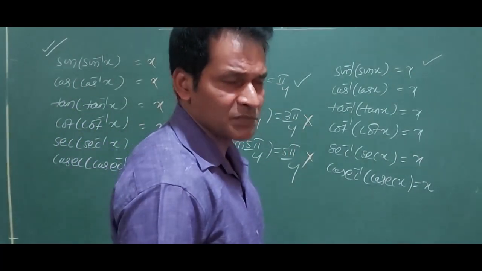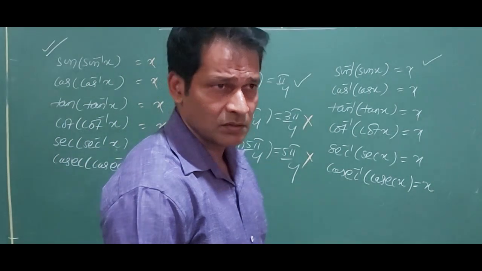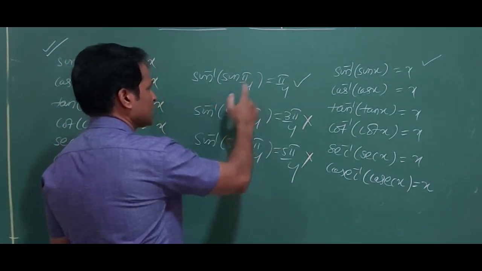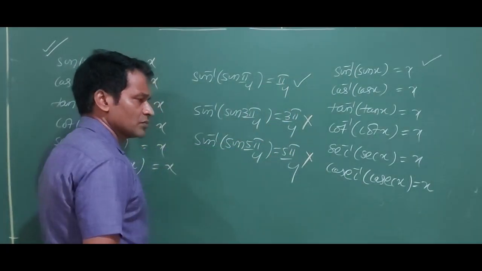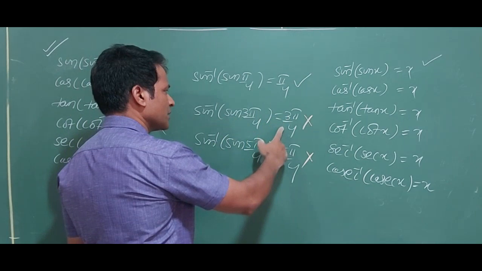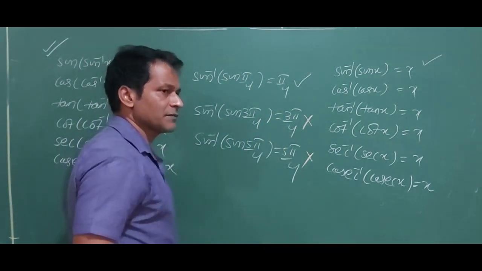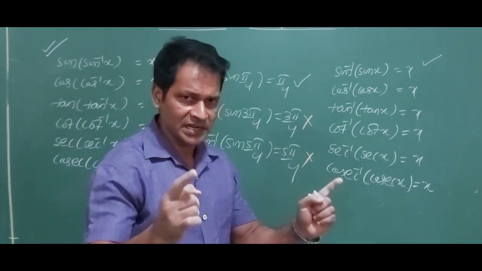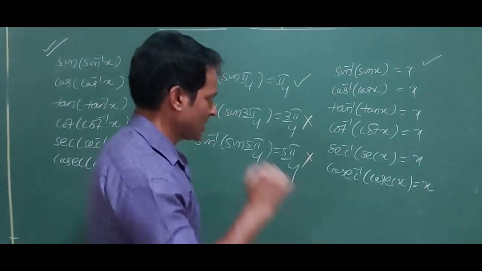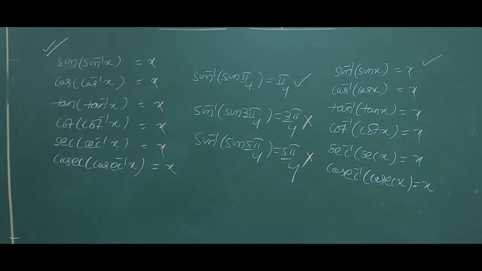Similarly, other functions also have some terms and conditions. Why are they wrong? Because I am calculating an inverse function. In the inverse function, sine remains between minus pi by 2 and pi by 2. Here 3 pi by 4 means 135 degrees. It is not between minus 90 and 90. This is also not between them, so these two are wrong. Again, one more example.